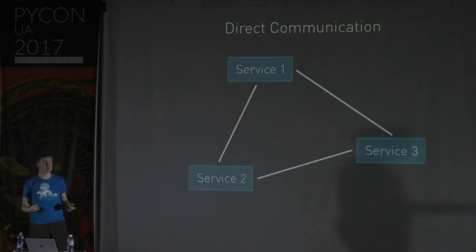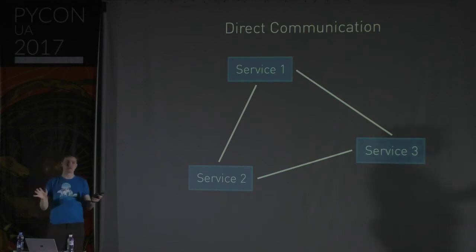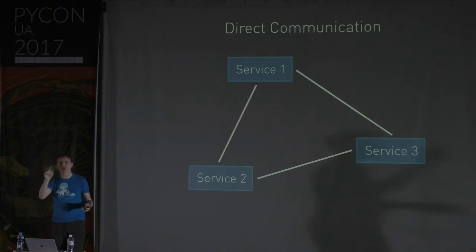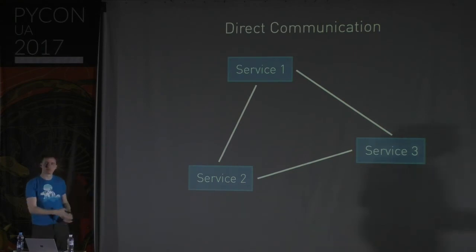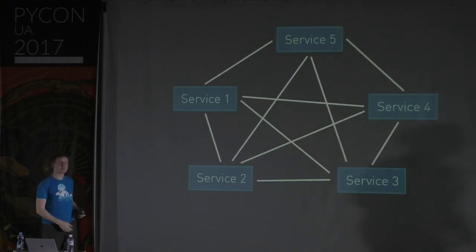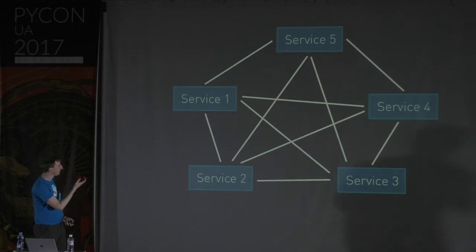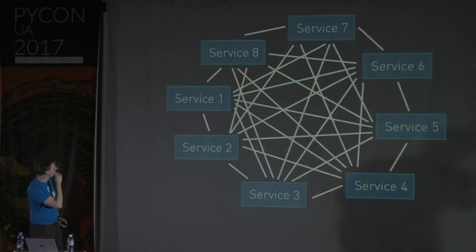So the obvious option here is just talking directly between them. Each service knows where the other services are, and just sends a request, probably over HTTP, to that service. Seems great, simple enough, 3 lines, what could go wrong? Well, let's have 5. Oh dear, there's now 10 lines there. Well, let's go up to, it can't get worse, let's go to 8, oh dear.